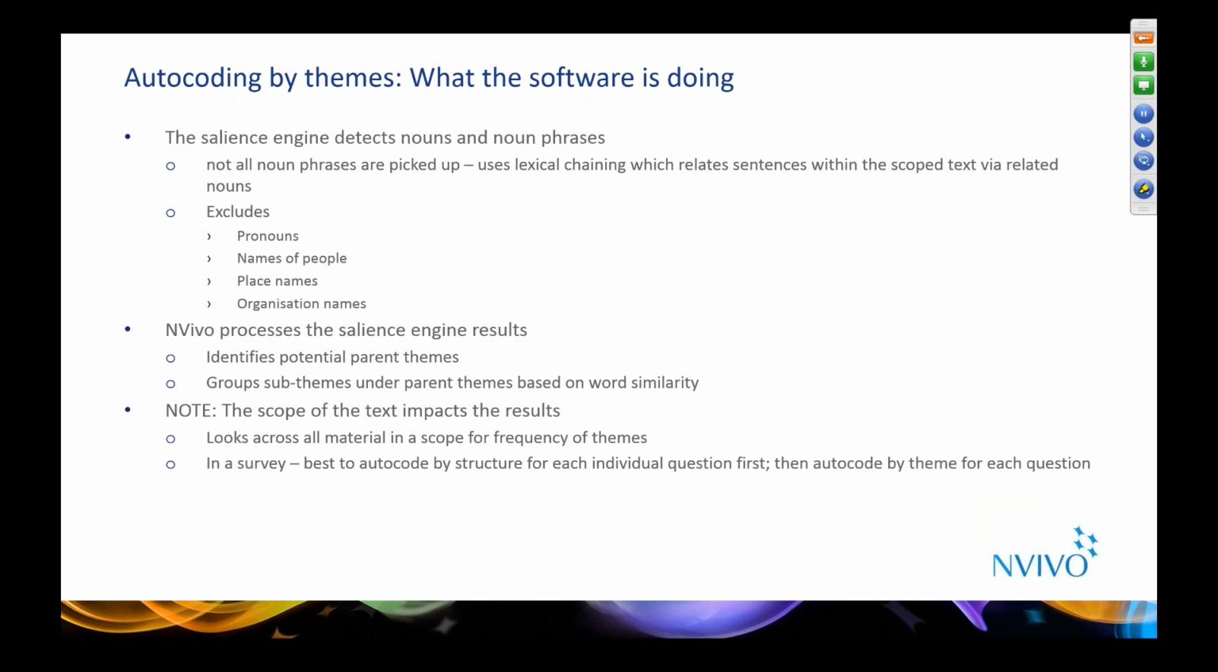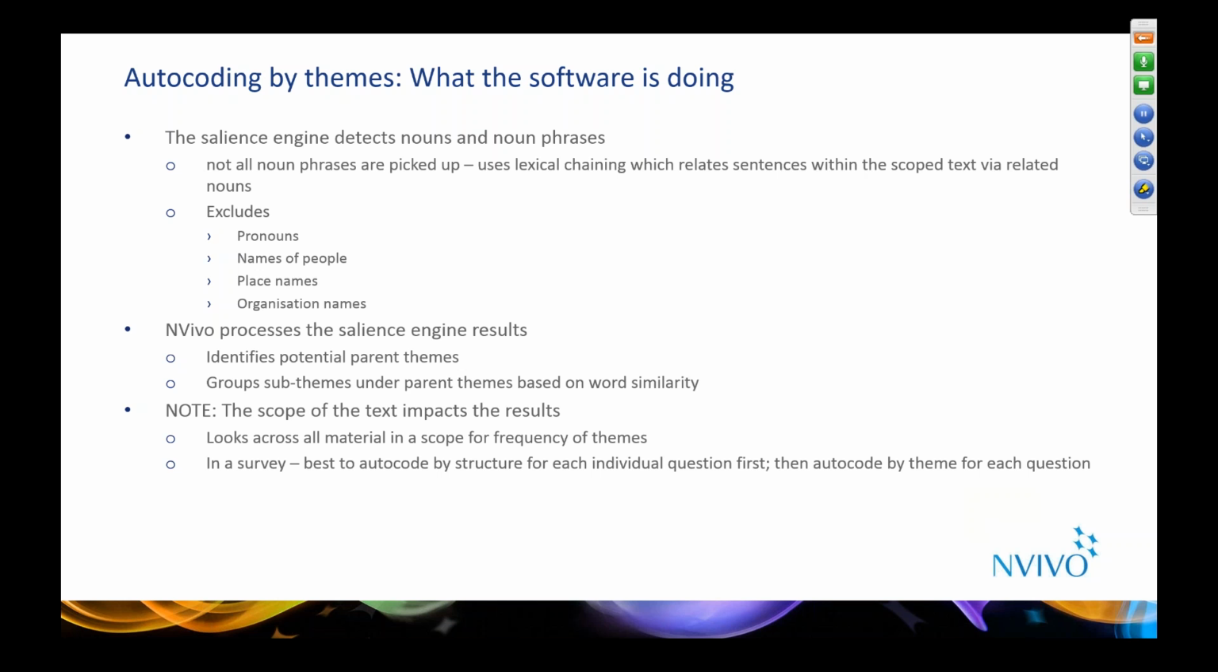So for example, if you have a survey which has several open-ended questions, and you just do it on the survey as a whole, it won't be as accurate as if you first automatically code for each individual survey question and then run the automatic coding by theme for each particular question, because then it will just be looking at the range of noun phrases within that question.